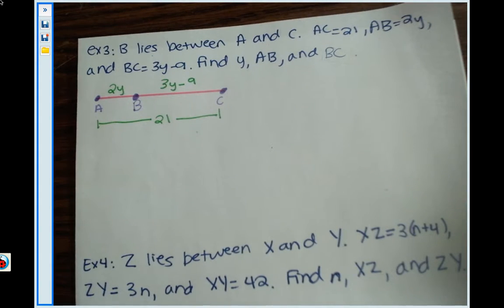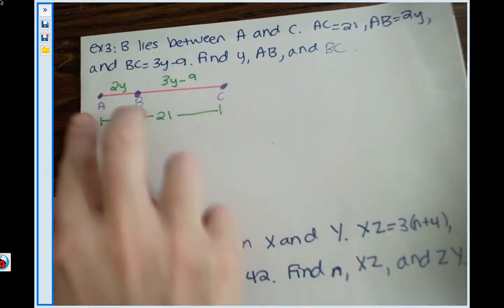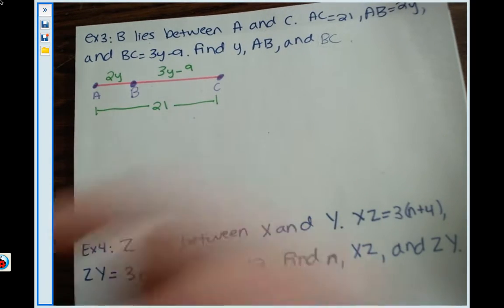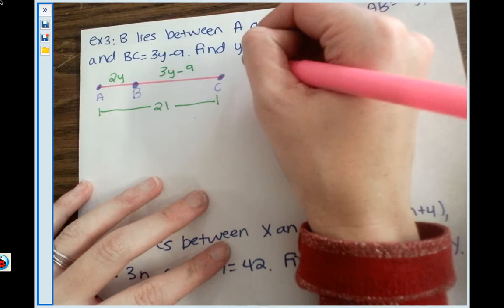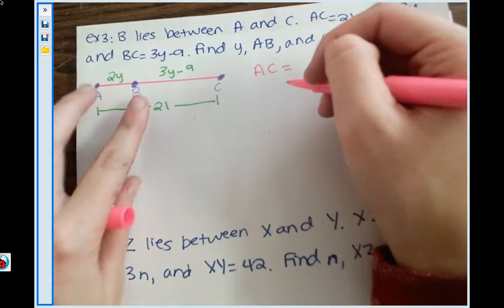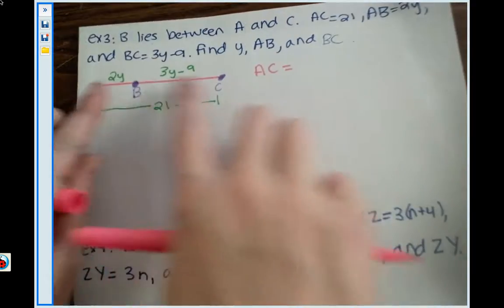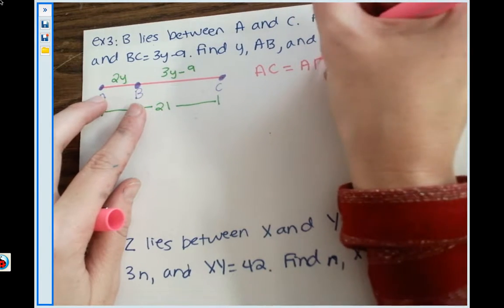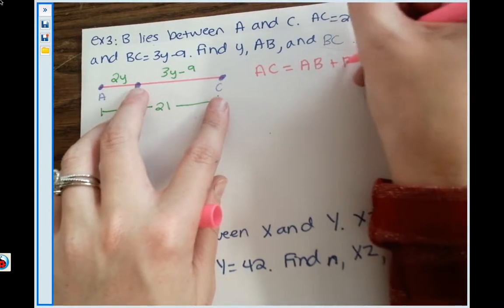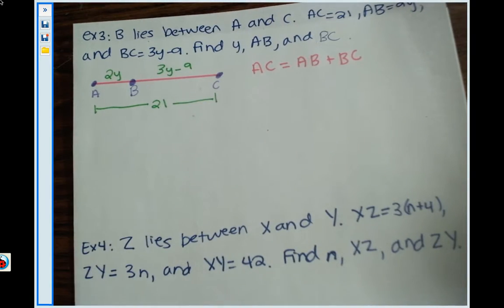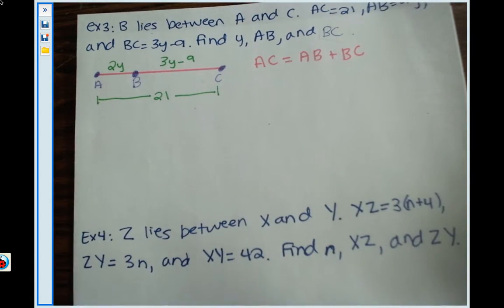All right, so I'm going to set up the segment addition postulate, which states if I take a segment and break it down into its pieces, it will equal the entire line. So this means that the length of AC should equal all of the segments within it added together. So this will equal the length of AB plus the length of BC. I'm just going to substitute everything in where it goes and then start solving things.